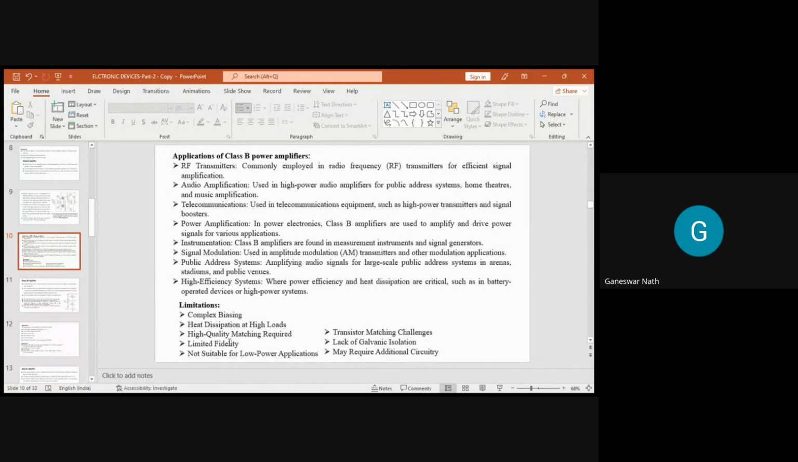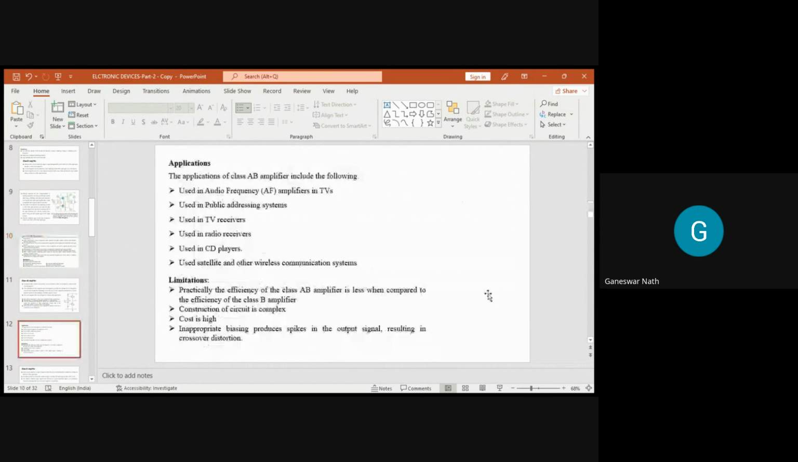If you go to the design of this amplifier, it has a complex biasing. Here you can find heat dissipation, high load, high quality matching required, limited fidelity, and it is not suitable for low power applications. Transistor matching challenges also sometimes arise, there is a lack of galvanic isolation, and it may require additional circuitry. So these are some of the limitations that you can find in the case of the class B amplifier.